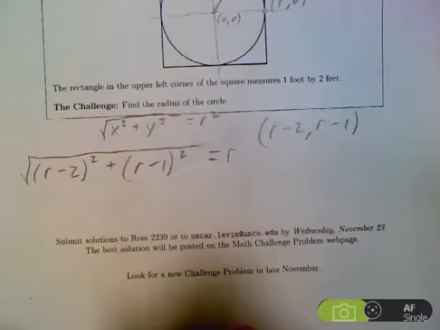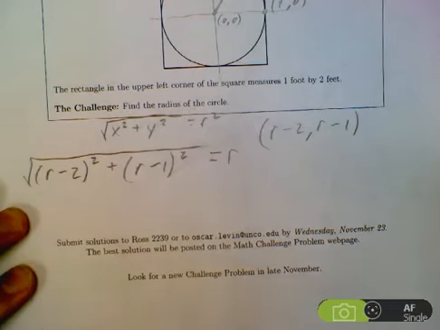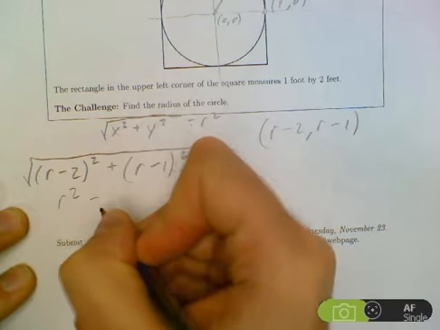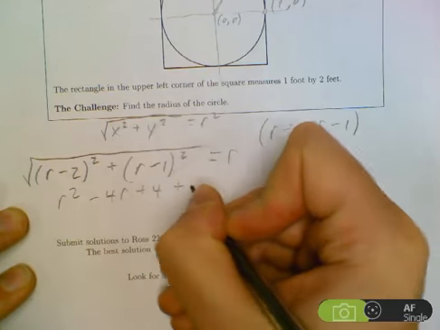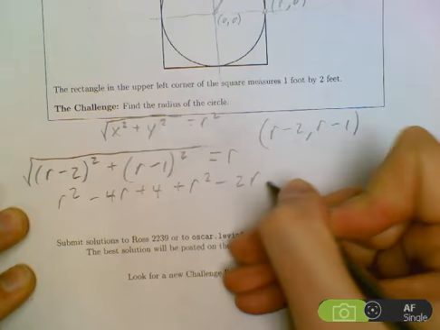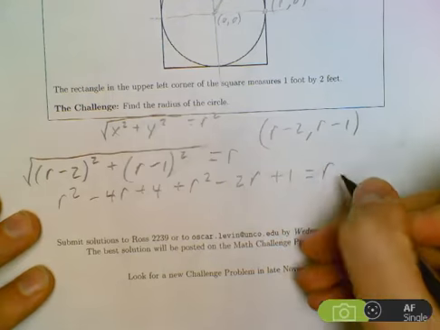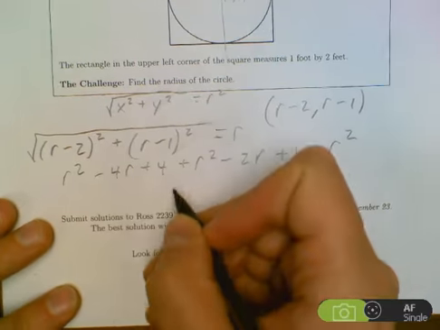Doing some distributive property with the squarings, let's square both sides. We end up with r squared minus 4r plus 4 plus r squared minus 2r plus 1 equals r squared. Remember, we squared both sides to get rid of that square root. We can do that here without worrying about plus or minus because we know r is going to be positive, so we don't have to worry about any negative scenarios.